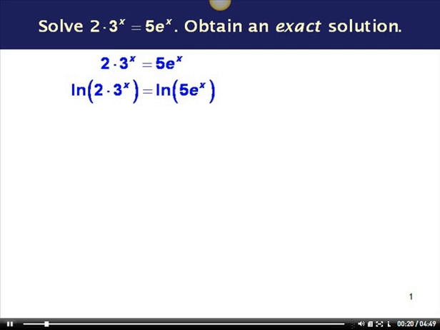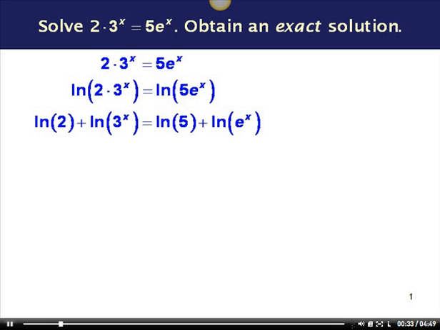Then we have natural log of 2 times 3 to the x equals natural log of 5e to the x. Now I can use the product property of logarithms on both sides of the equation. This gives me natural log of 2 plus natural log of 3 to the x equals natural log of 5 plus natural log of e to the x.